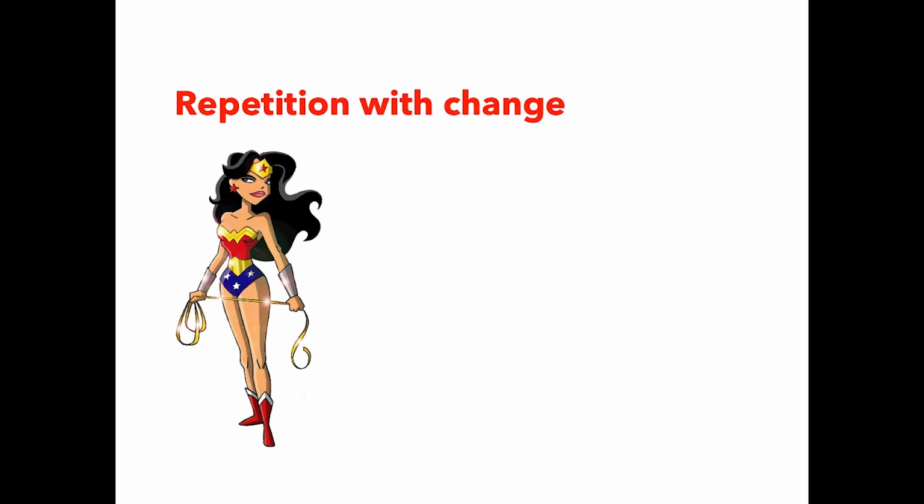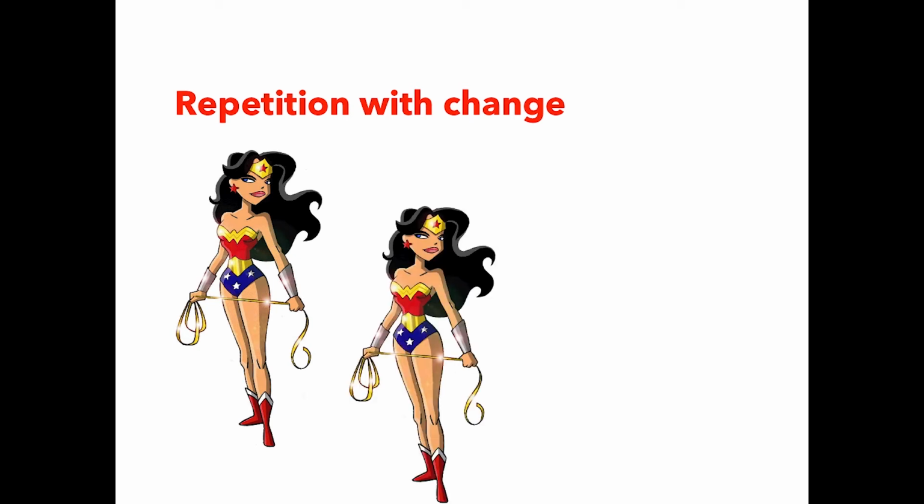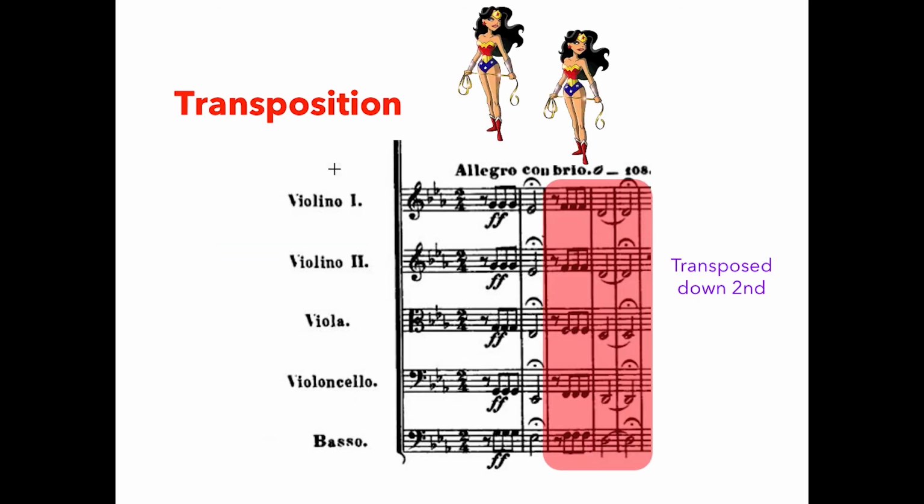Repetitions can change, that is, be developed in some ways that we've been talking about. In this image, I've moved the repeated Wonder Woman down the page slightly. She's still the same image, but her position has altered. Can you think of a similar process we use in music? Transposition is the act of keeping the same pitch shape of the music, but starting on a different note, in the same way that on the previous slide, Wonder Woman was the same, but placed in a different position.